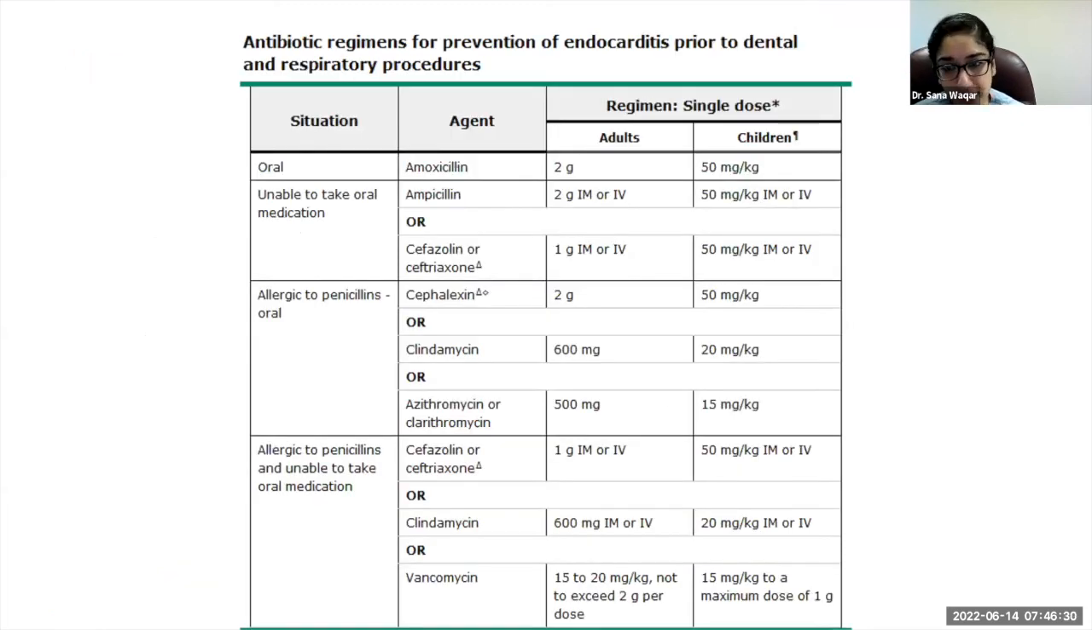What you should prophylax them with, usually our go-to is amoxicillin, especially in the setting of dental procedures. But again, your clinical scenario should dictate what you're prophylaxing them with. Because if somebody has, as I mentioned, a GU procedure, then amoxicillin is not going to do them much.